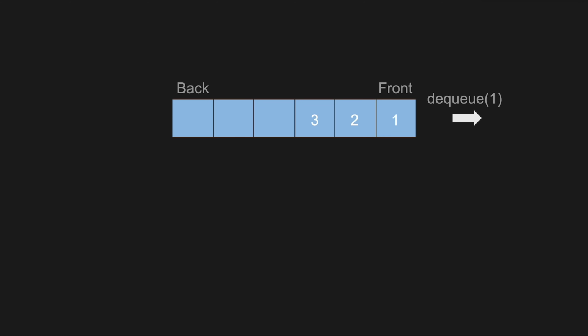Now we dequeue our first element, removing 1, which was the first element added to the queue. And we have then the rest of the elements at front. The same if we dequeue element 2, and we'll have element 3 at front.